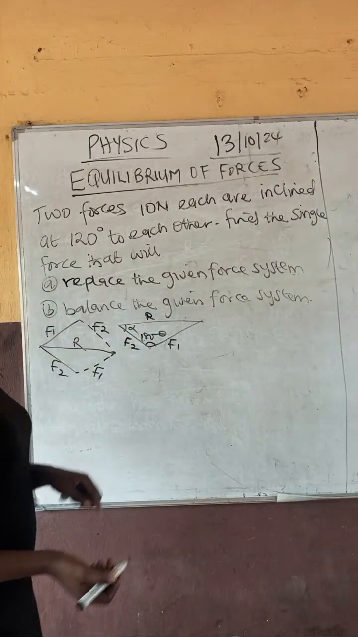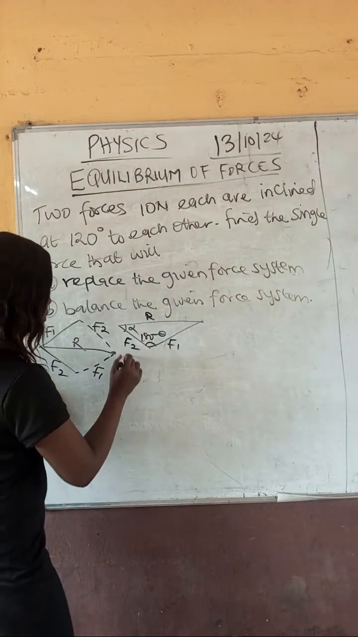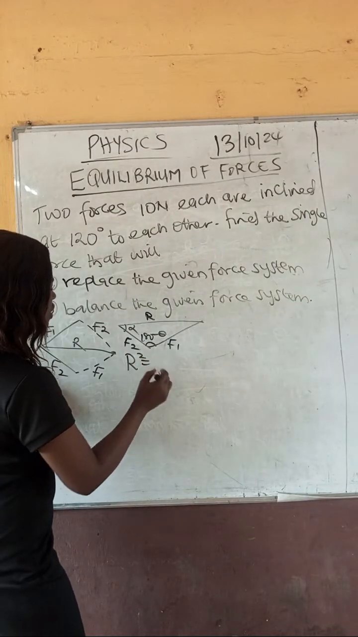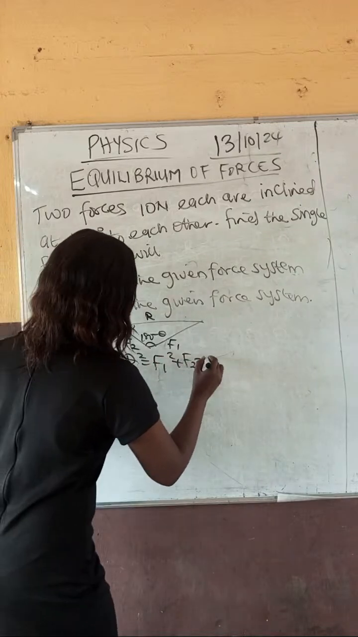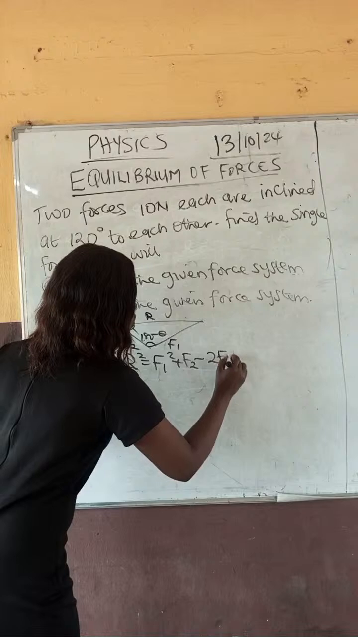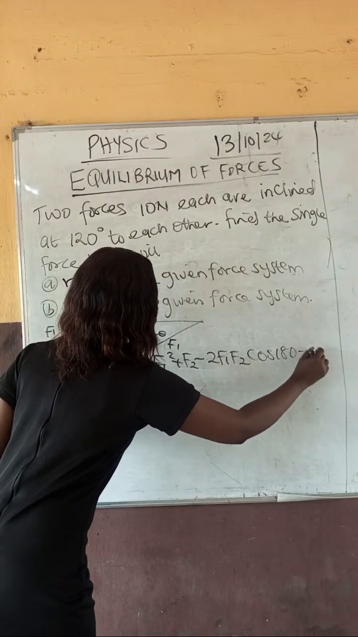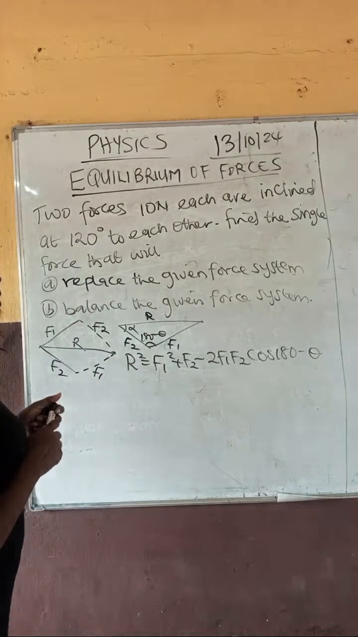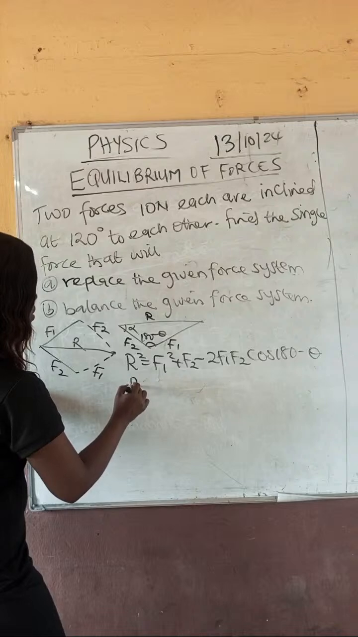Now, for us to get the result, we're going to use the cosine rule. And the cosine rule states that R square is equal to F1 square plus F2 square minus 2F1F2 cos(180 minus theta). Now, looking at what you have, we substitute.